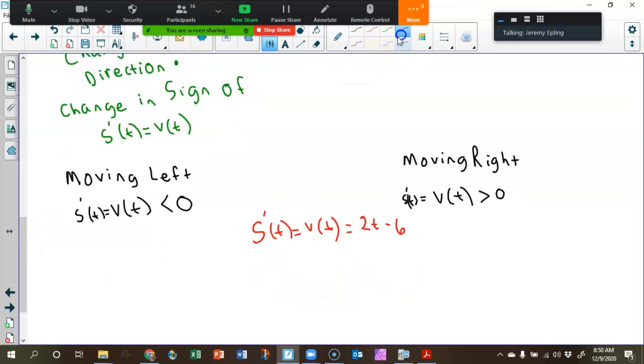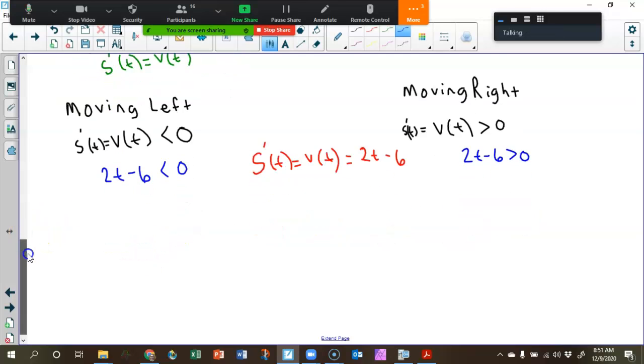And so we just have a couple inequalities we need to solve. 2t minus 6, our velocity: when's that less than 0? 2t minus 6, when's that greater than 0? Now there are several options for how we could solve this. Because this is linear, you might just solve a linear inequality. Add 6 to both sides and divide by 2.